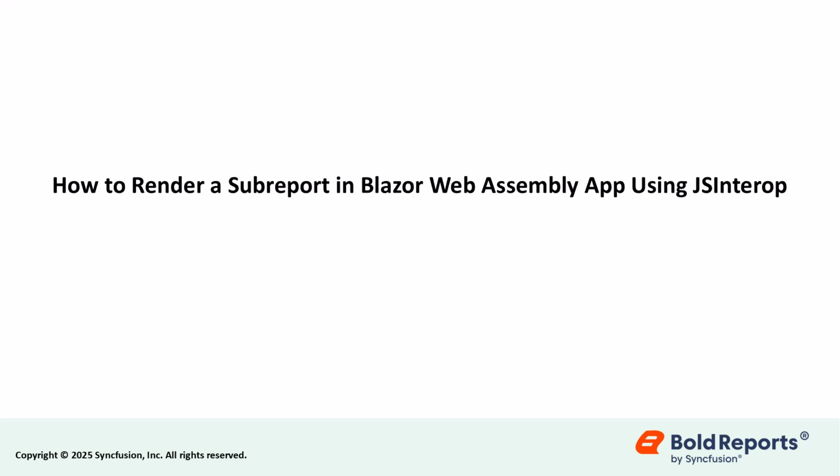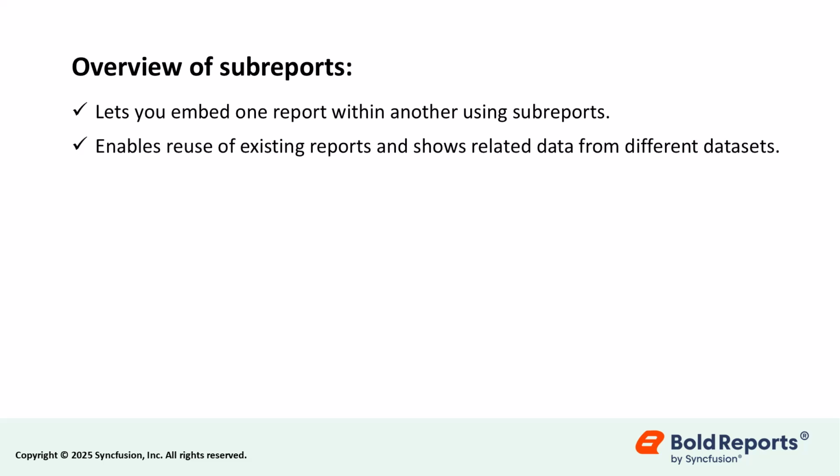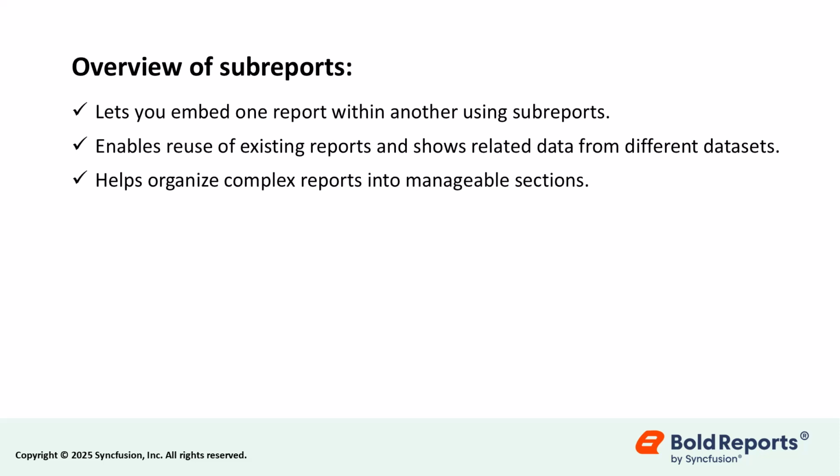In this video, I will show you how to render a subreport in your Blazor WebAssembly application using JavaScript interoperability with the report viewer control. A subreport is a report item that references another report and acts as a container to display one report within a main report. It allows you to reuse existing reports within other reports, display related data from different datasets, and organize complex reports into manageable sections.